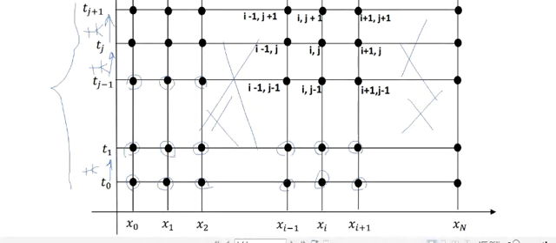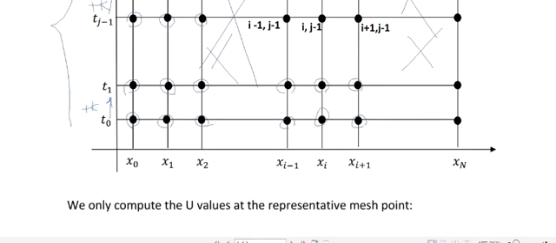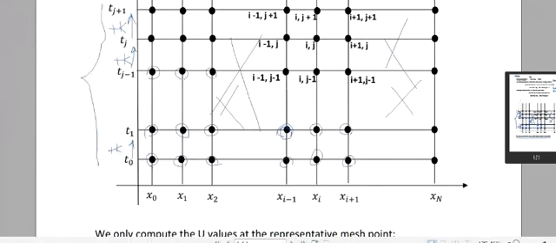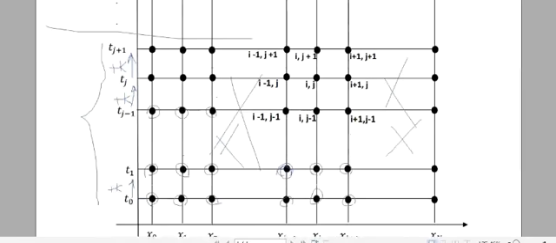Okay, is it clear for you? Every student, is it clear for you? Yes. Okay. And then we only compute the U value at the representative mesh points, meaning these black mesh points. Okay? The index of the point is very important. We can discuss the index of these black points.